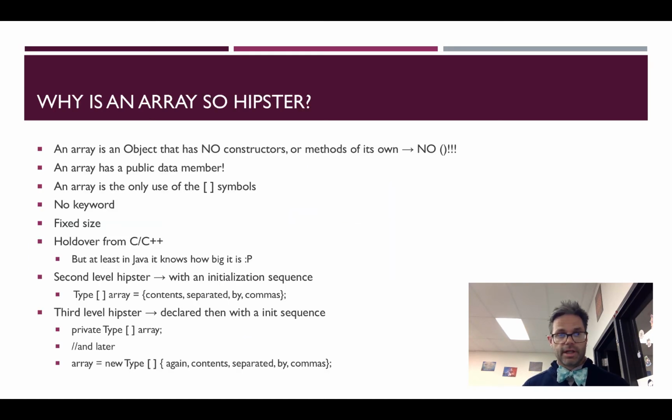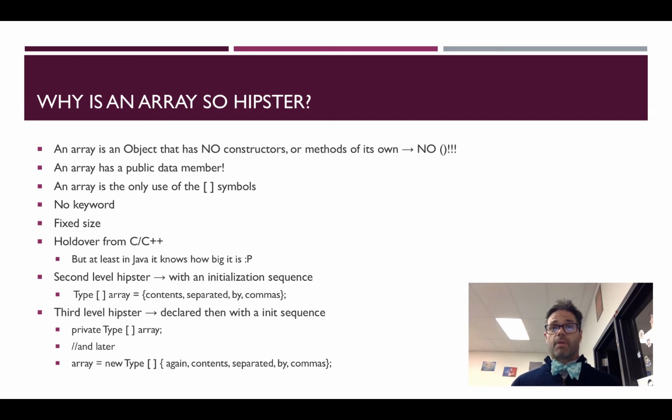Now, why is an array so hipster? An array is an object. It's a capital Object. It's a thing. It acquires memory. However, it has no constructors, no methods of its own. There are no uses of parens at all. I know, bizarre. It has a public data member. Now, I know this violates all the things that we've been talking about in class. It's something we would never do, but because array is a holdover from older code, we have to make sure we have a way of getting access to it, and so it's a little bit special.